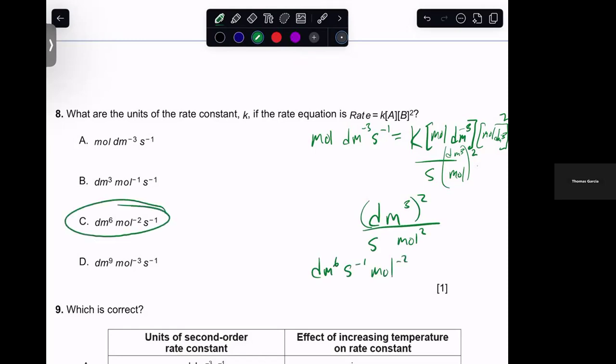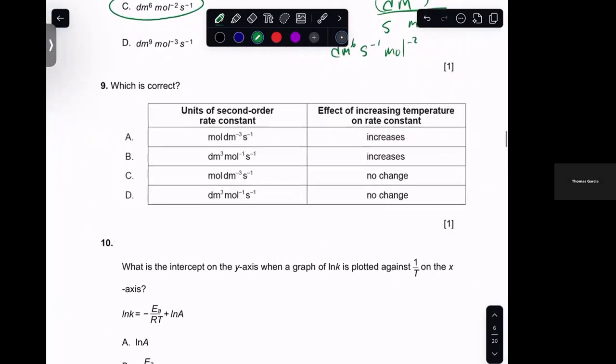All right, that's C right there. Our answer for that one is C. Number 9, which is correct?